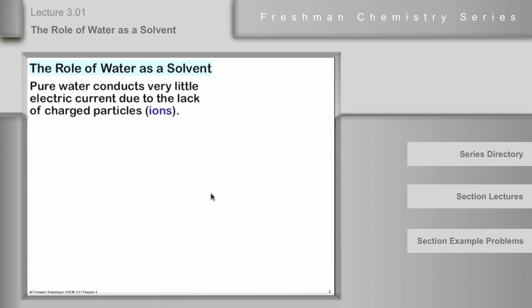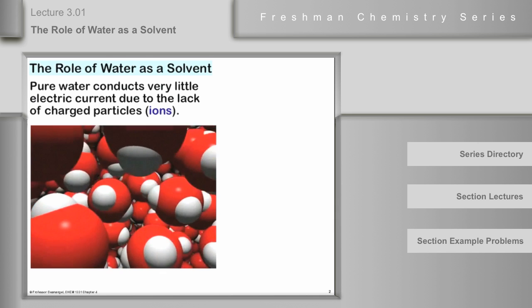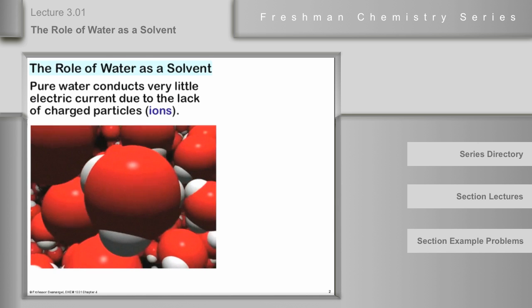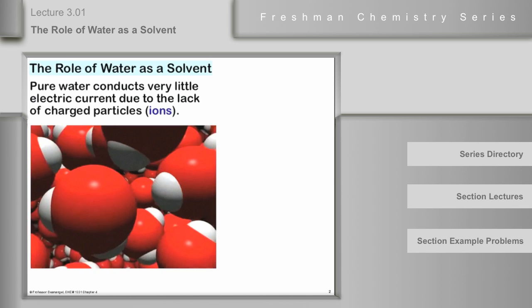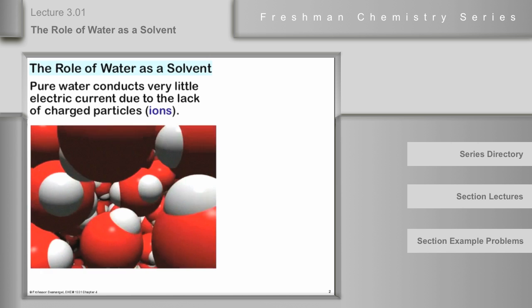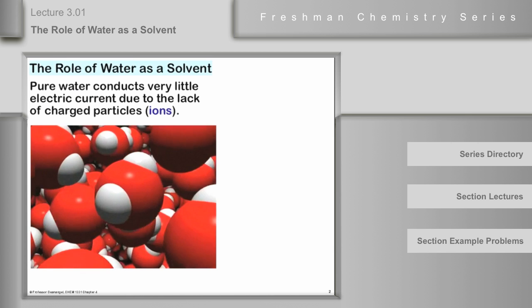Now, pure water, despite the fact that we think of tap water as pure water, it's not really. Pure water is distilled, has no gases, has no ions in it other than what come with water itself. Pure water does not conduct much electric current because there aren't any charged particles to move. This is a computer animation of the molecules in water under ordinary conditions, and all you see are molecules. Okay?